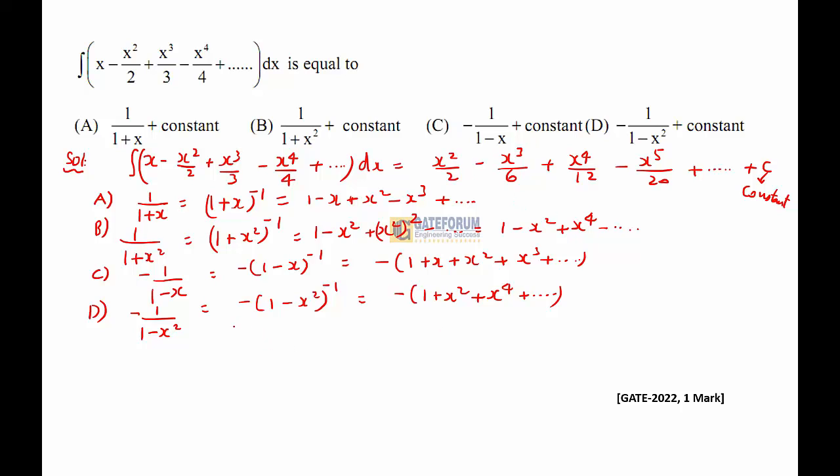Okay, so here remember the two expansions: (1 minus x) whole power minus 1 is equal to 1 plus x plus x square plus x cube plus so on, and (1 plus x) whole power minus 1 is equal to 1 minus x plus x square minus x cube plus so on. So that means all the given options are not satisfied.